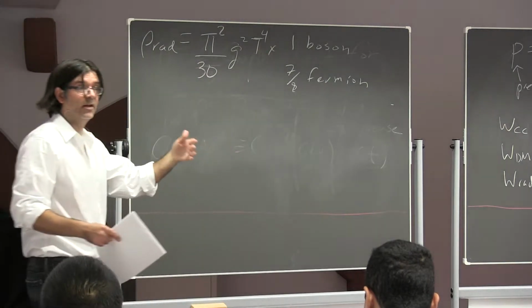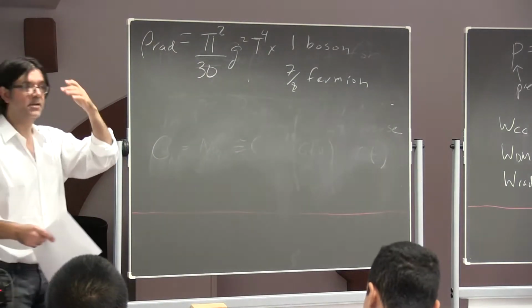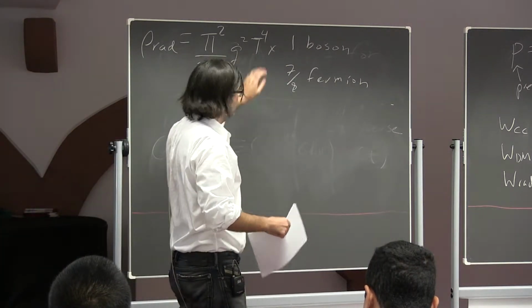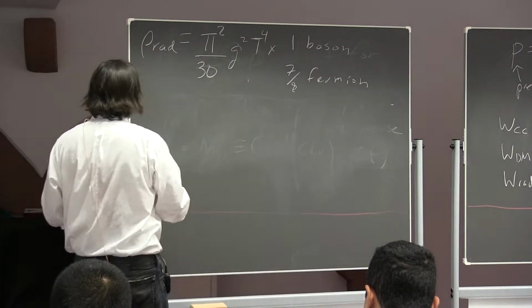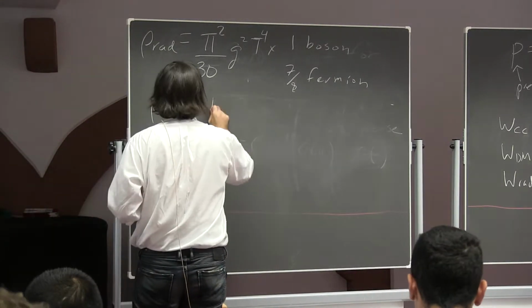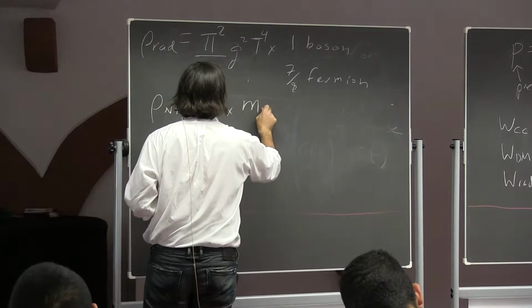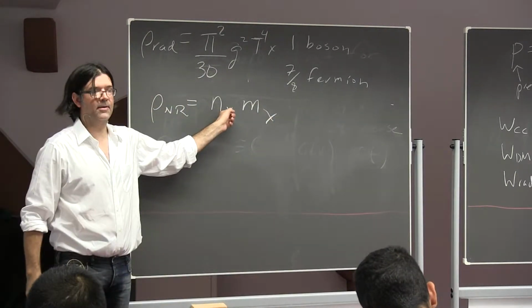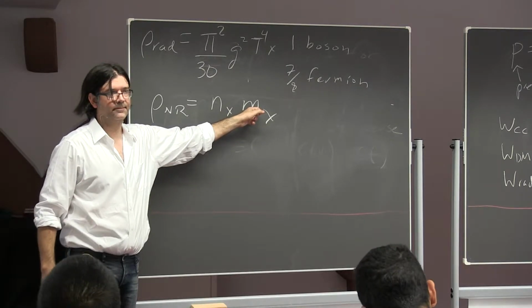And so very often when we're doing estimates about the properties of the evolution of dark matter in the early universe, we'll simply take this to be T to the 4th. And non-relativistic matter has an energy density which is just the number density of the particle times the mass of the particle.